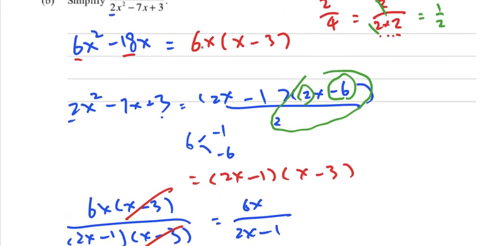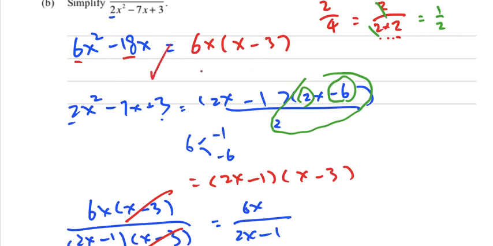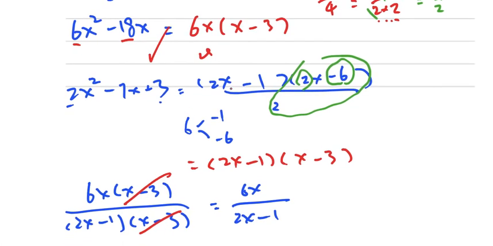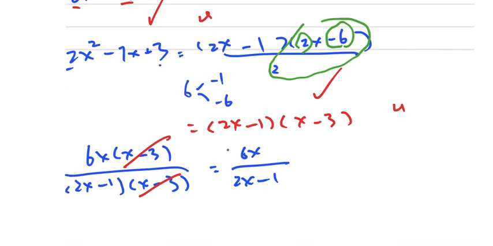Right, so if you have this one factorized correctly, achieved point. If you have this one factorized correctly, you have another achieved point. Right, if you have the final answer correct, that's actually a merit point.